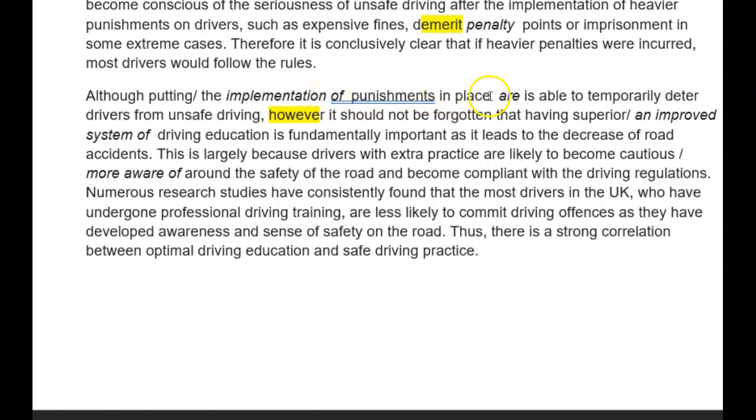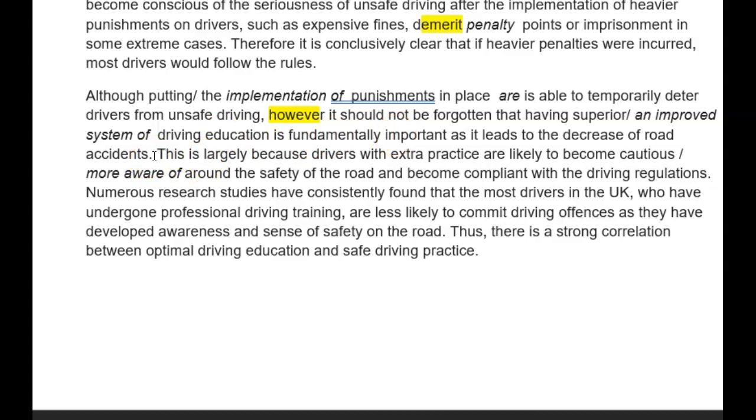Although the implementation of punishments, so "putting in place" is a bit informal, let's go formal. Implementation of punishments, then you want my verb, able to deter drivers from unsafe driving. You don't need "however" as well. It should not be forgotten that an improved system of driver education or driving education, doesn't matter, is fundamentally important as it leads to the decrease of road accidents.